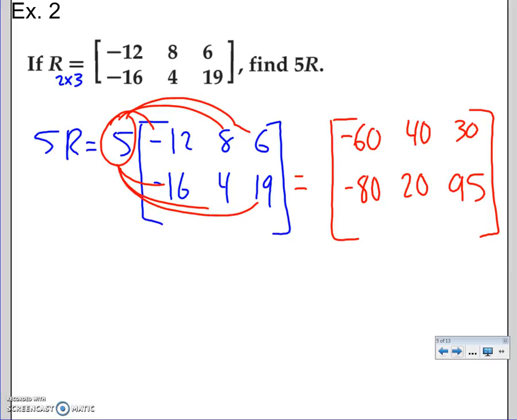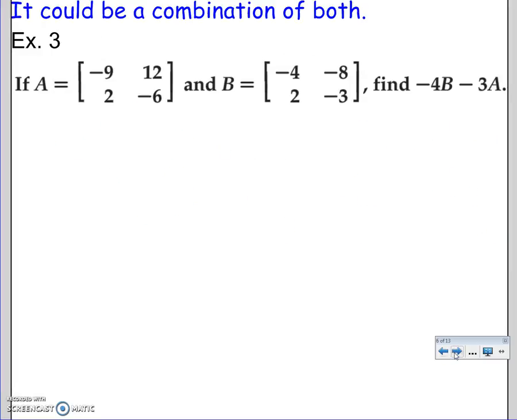Alright, and last, it could be a combination of both. So if A is that and B is that, fine. Negative 4 times B minus 3 times A. So A is a 2 by 2. B is also a 2 by 2. Since they're the same size, I'm allowed to do this. If one of them was a different size, I could stop right away and say no solution.